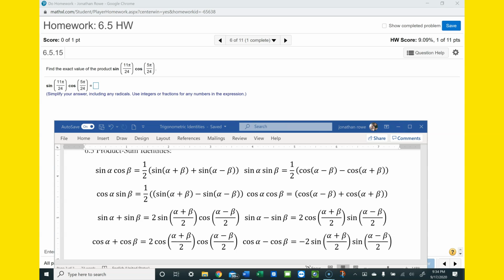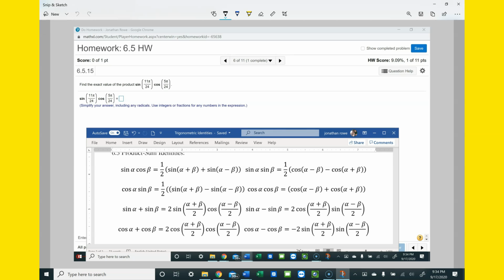All right, let's skip ahead to number 6. Sine alpha cosine beta, it looks like we could use this guy.